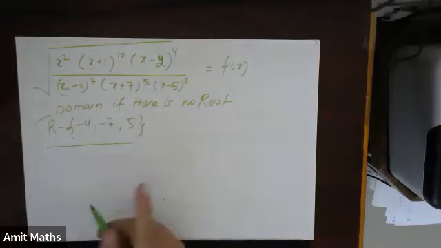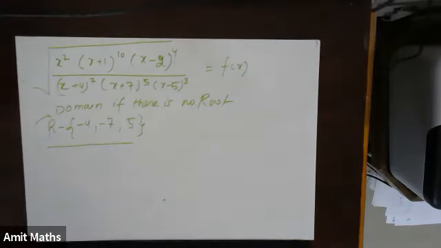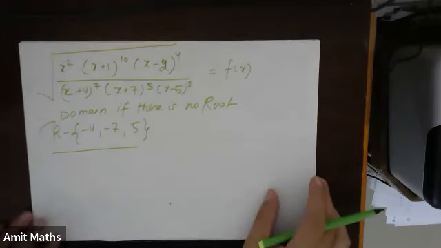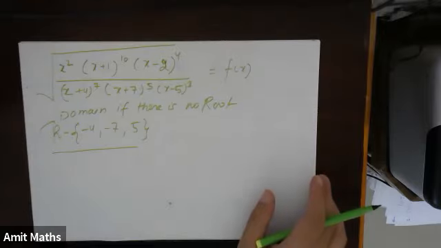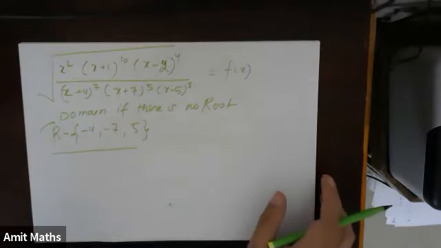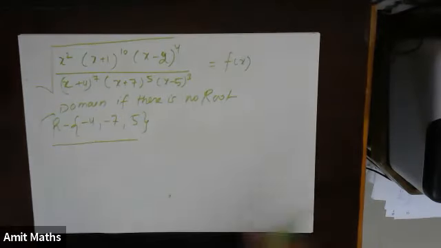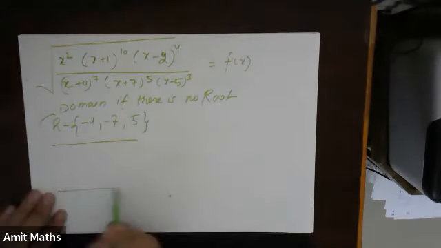Now to check where this function is negative, what will I do? I will use the wavy curve method, because I have told you the wavy curve method is the best method to find the sign: in which domain the sign of the function is negative, positive, or it is 0.